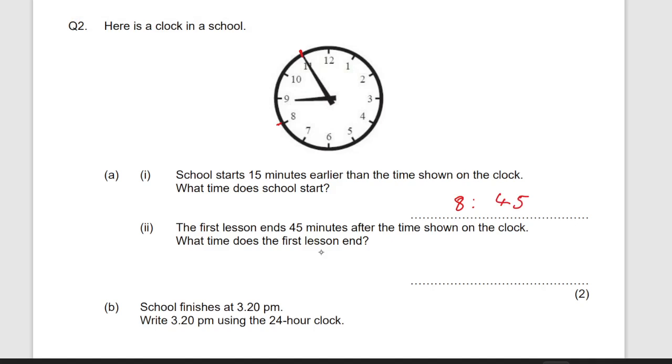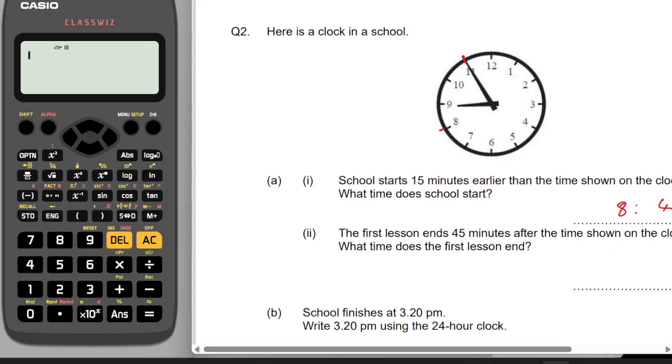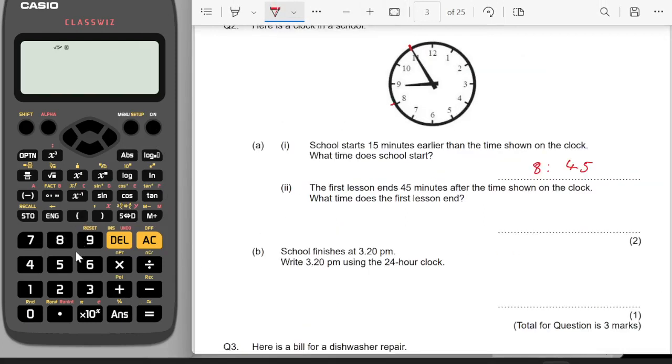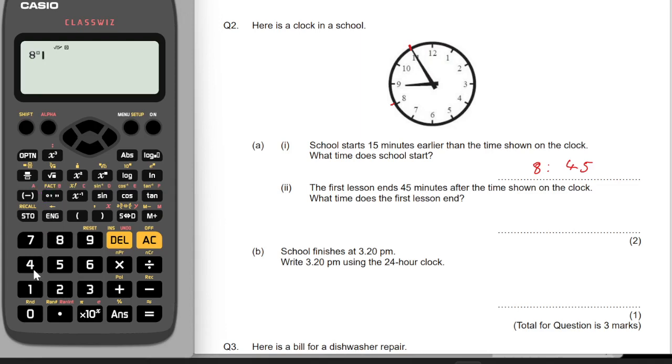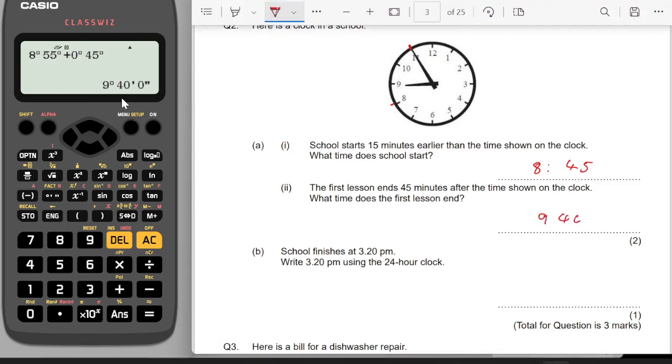Part 2. The first lesson ends 55 minutes after the time shown on the clock. What time does the lesson end? So I'm sure you don't really need it, but I'm gonna just use my calculator for this, just to show you this time function. So if the lesson starts at 8 hours and 55 minutes, to that we want to add on 45 minutes, so 0 hours and 45 minutes, and that gives us end time of 9:40. So 9:40. We'll go AM on both of these, although I'm sure you won't lose a mark for not.